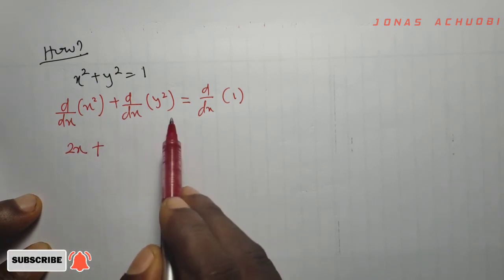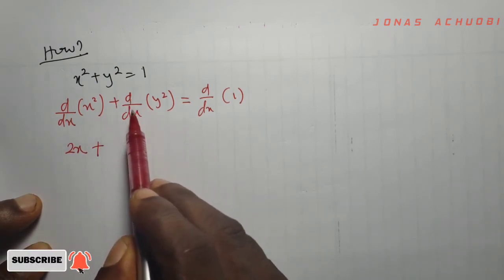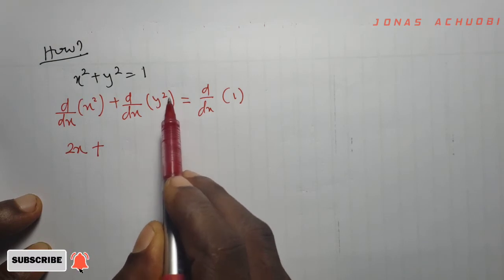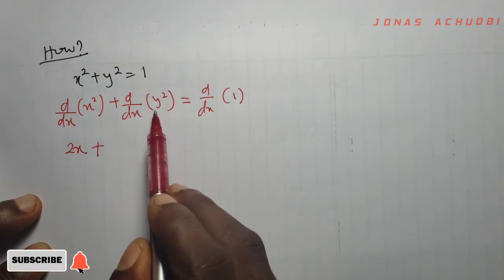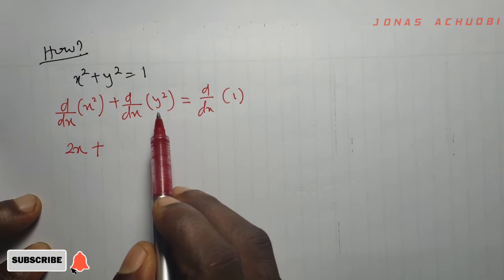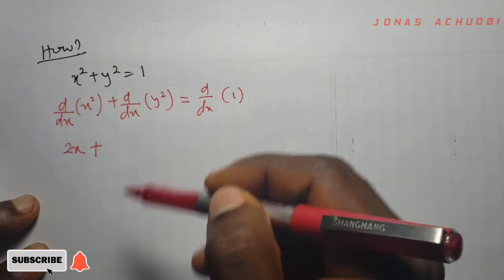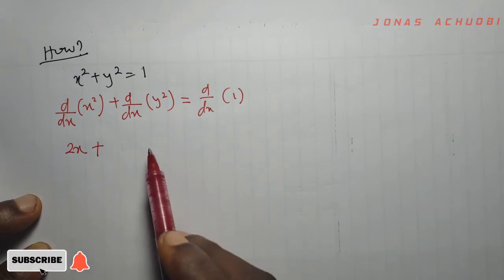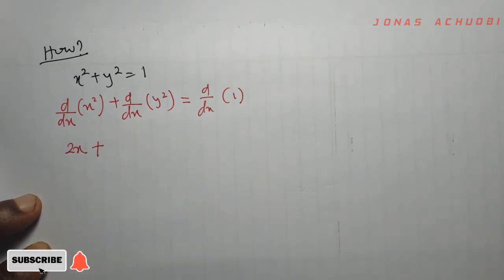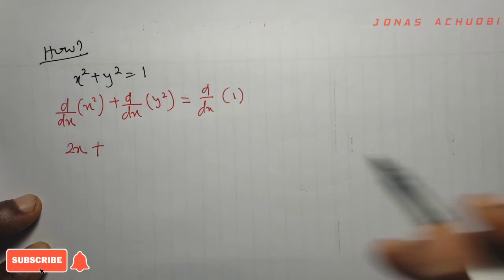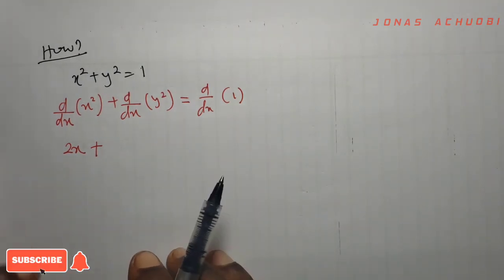Plus, when it comes to differentiating d/dx of the function y squared, we have to be very careful. At this point, we must apply what we call the chain rule. Check the description below to get a link to the chain rule so that you recall what the chain rule is. Now, let us apply the chain rule in this differentiation and see what happens.